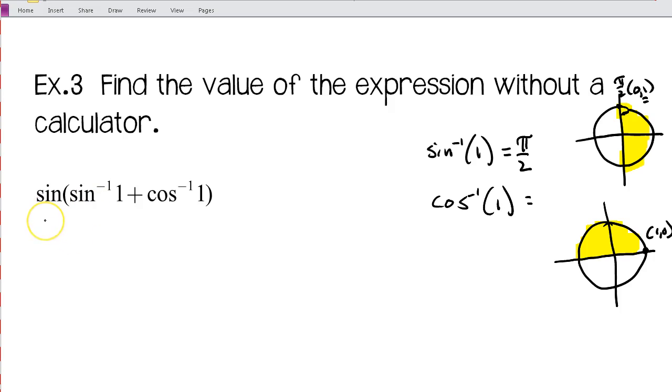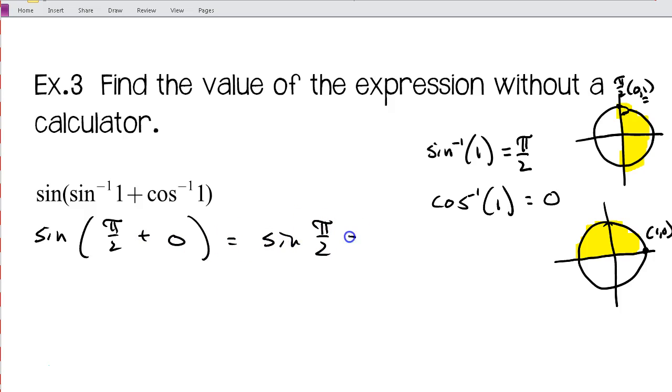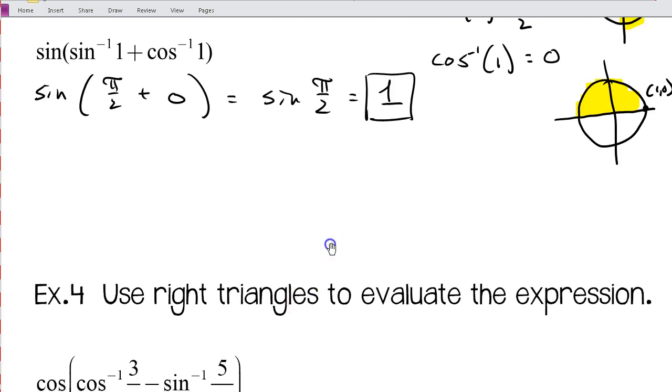So basically what we're looking for here, that's going to be 0, is the sine of pi over 2 plus 0, which comes down to the sine of pi over 2, which is just 1. So we didn't necessarily need to use our sum and difference formulas because we just had 0 in there, but we just as easily could have, which we are going to for the next example.